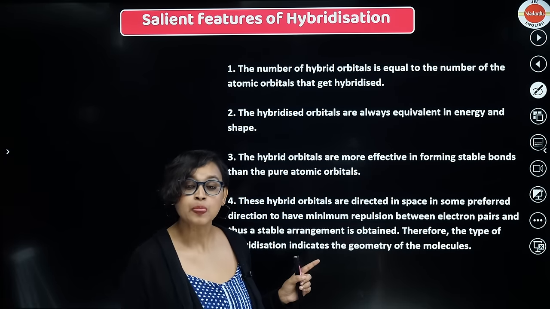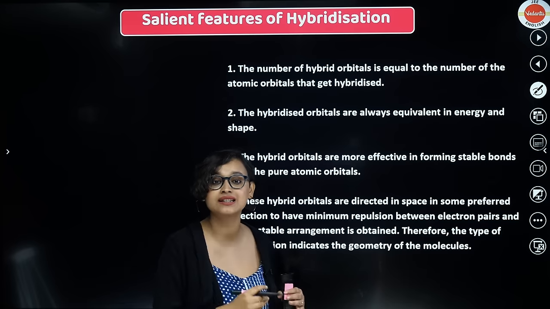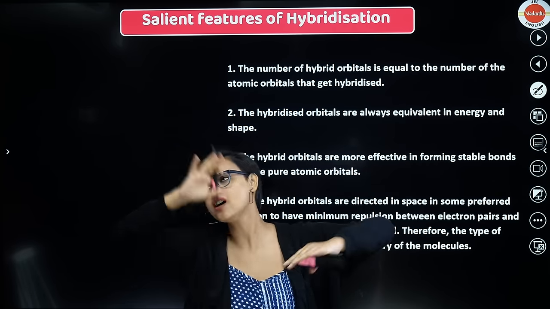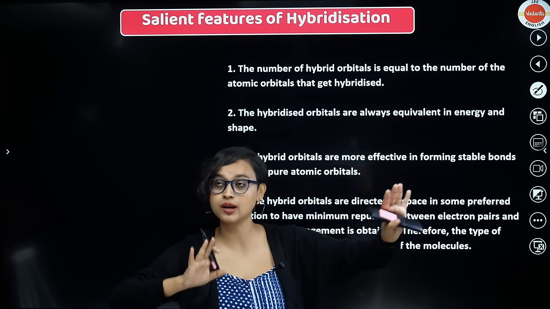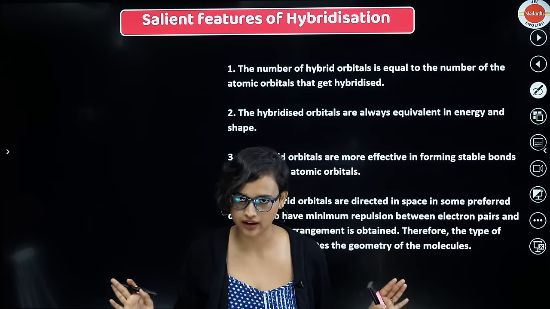Getting my point? And then the fourth salient feature is that these hybrid orbitals are directed in space in some preferred direction. They have their own set of directions that they want to follow. Some of them want to go this side, some of them want to go that side, and it's okay.